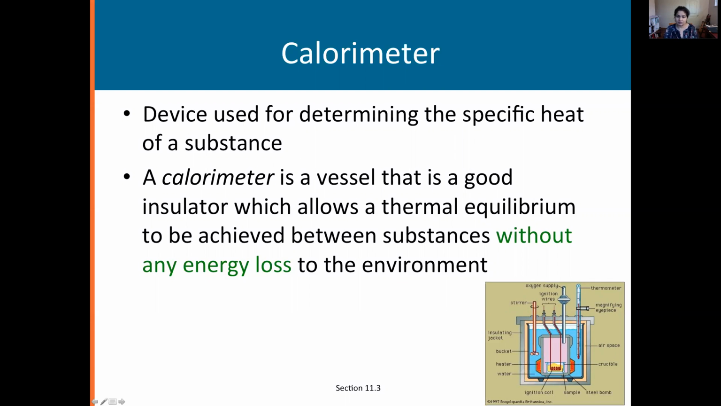So you can measure the energy lost from something and how much energy is gained by other things without having to consider the environment, okay? And you can see that that's exactly what we need to do to measure specific heat. We need to feed a known amount of energy into a known amount of substance to see the change in temperature produced, yeah?